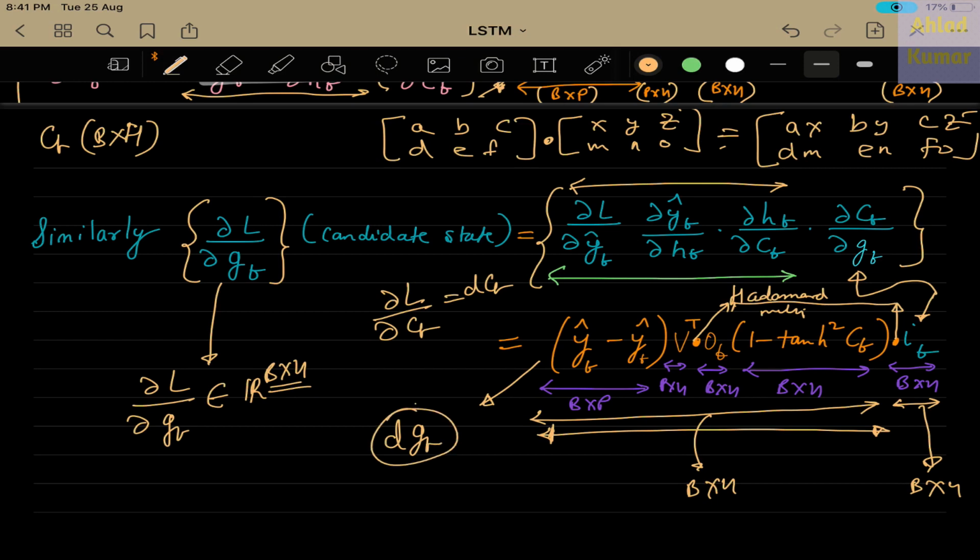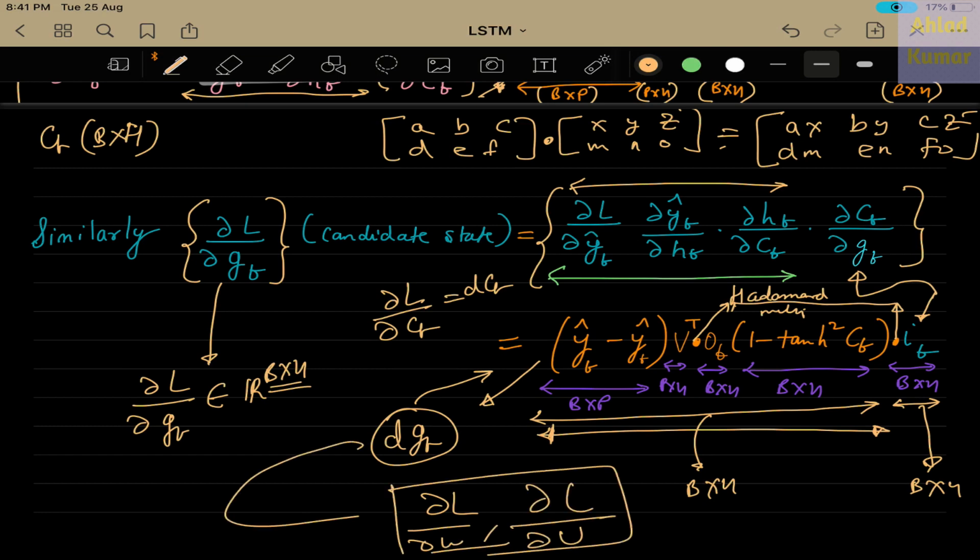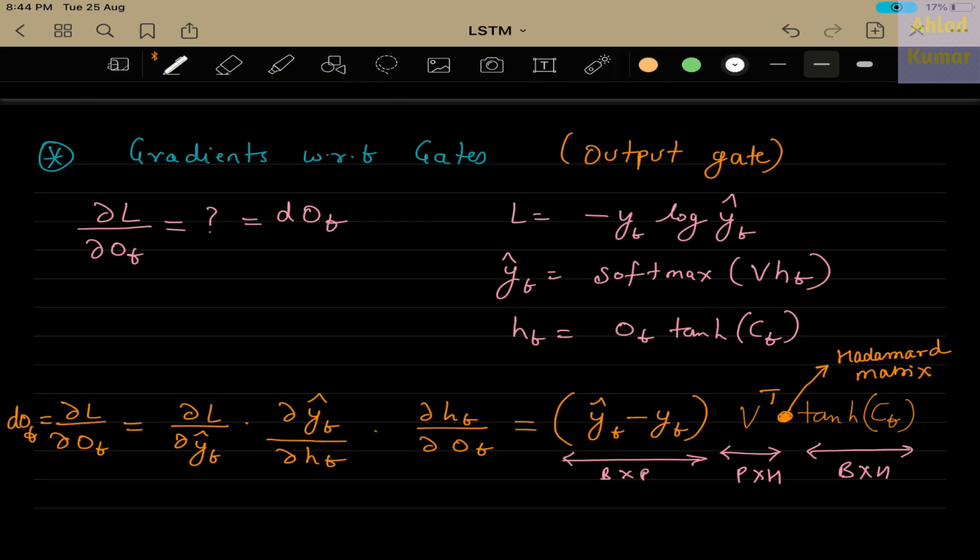So we have to keep all these results in our bag so that we can use these intermediate results to calculate the derivative of the loss with respect to weights, which are this one, and the derivative of the loss with respect to U's. So we will be making use of these intermediate results in calculating these two derivatives. Now once we have calculated the derivatives with respect to the states, the time has come to calculate the derivatives with respect to gates, and all these intermediate results we have just discussed will be used in calculating the derivative of the loss with respect to weights and U's.